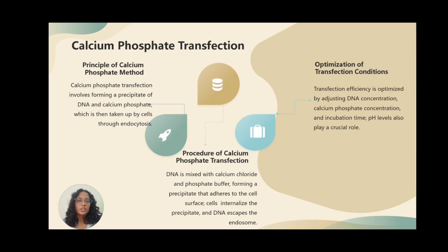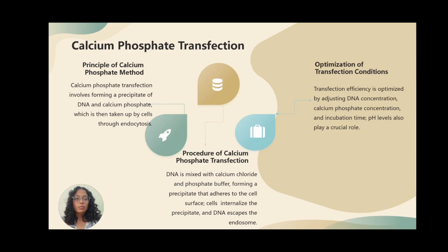Now the second method is calcium phosphate transfection. What calcium phosphate transfection does is that it co-precipitates the DNA upon the targeted cells. Here the gene of interest is first mixed into a buffer solution. It is a phosphate buffer, and secondly a CaCl2 solution is prepared. Now the CaCl2 solution and the phosphate buffer are mixed together, as a result of which calcium phosphate precipitates are formed.